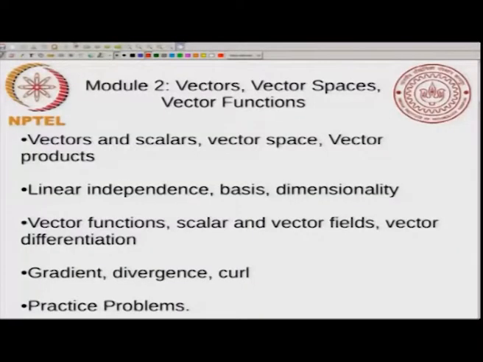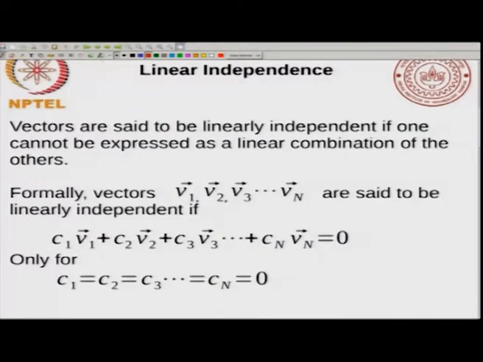We have talked about vectors and scalars, we have talked about vector space, and we have talked about vector products. Now, the next topic for today's lecture will be linear dependence, basis and dimensionality. So, what is linear independence?